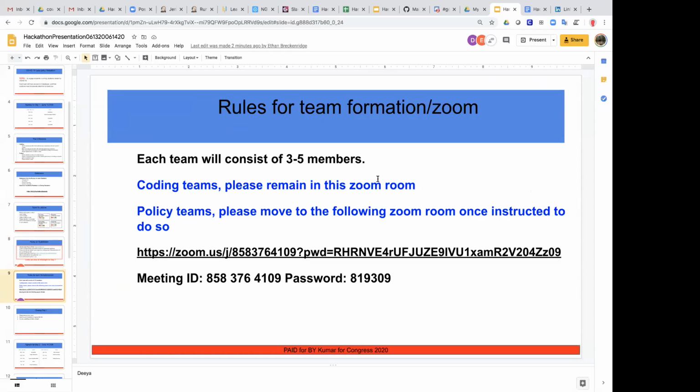Each team we decided will consist of 3 to 5 members. I know there was a question in the beginning if someone could work by themselves. If you really do want to work by yourself, that's okay, but please do not exceed the 5 member limit.